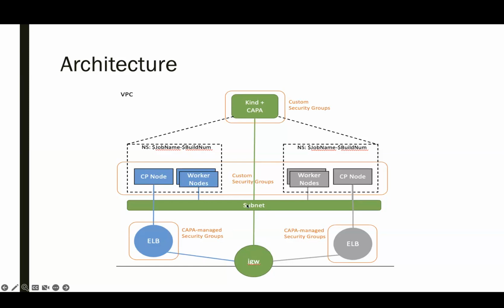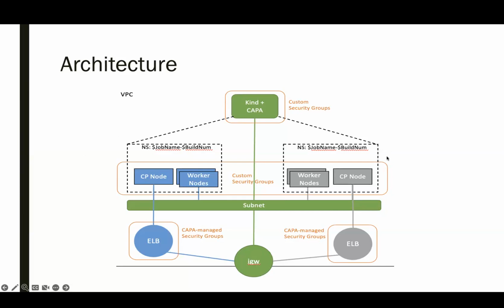Then we have a subnet. There is the same subnet inside a VPC, which all the nodes are using to get their private IP, and they work on that particular subnet itself. And then this is the general naming that we are using: the job name hyphen build number for the namespace, and it's the same for the cluster also. We are giving the same name to the namespace as well as the cluster in our present implementation.